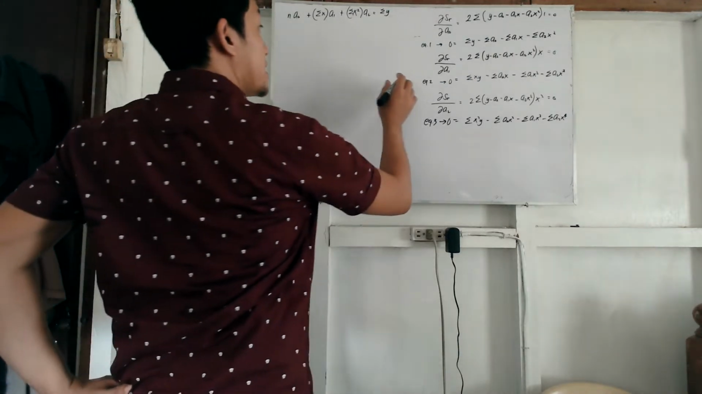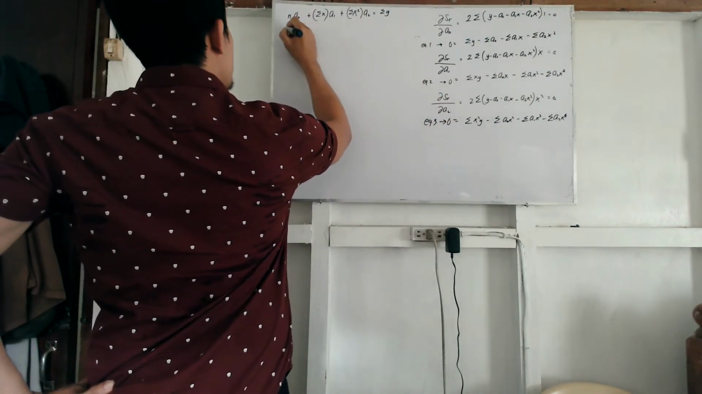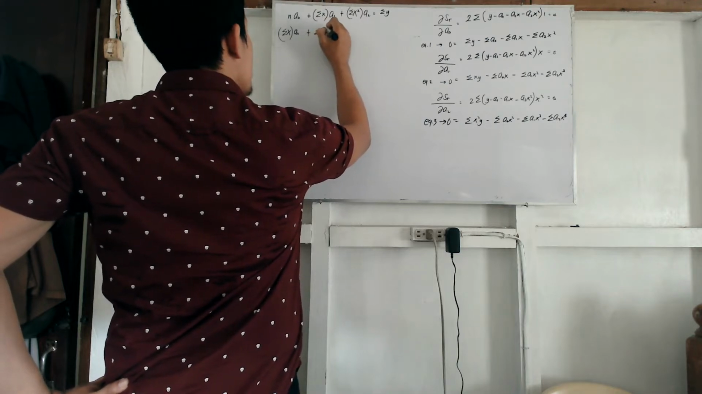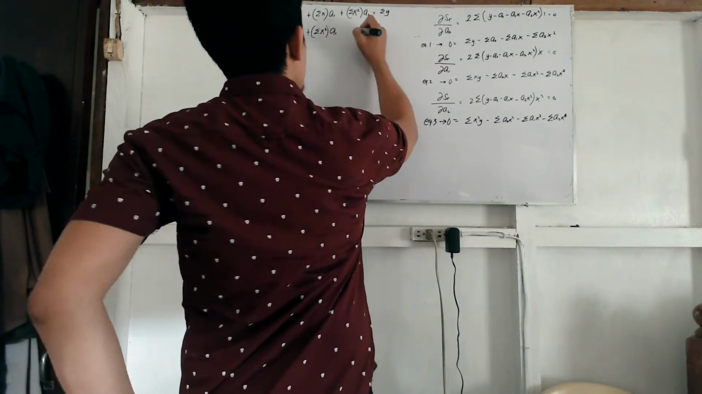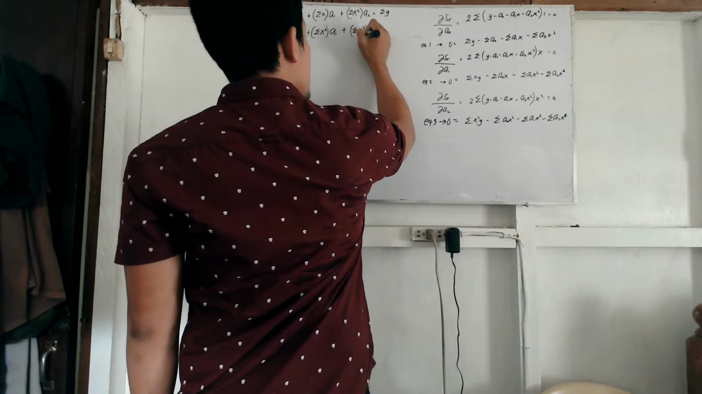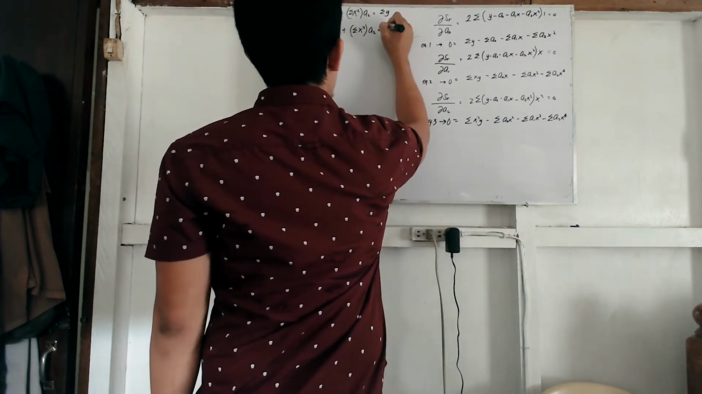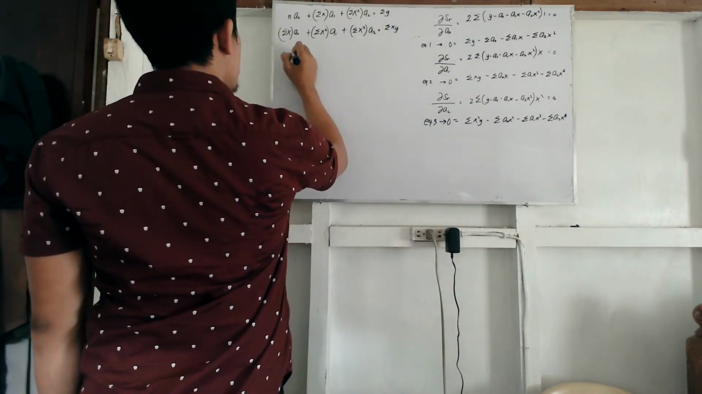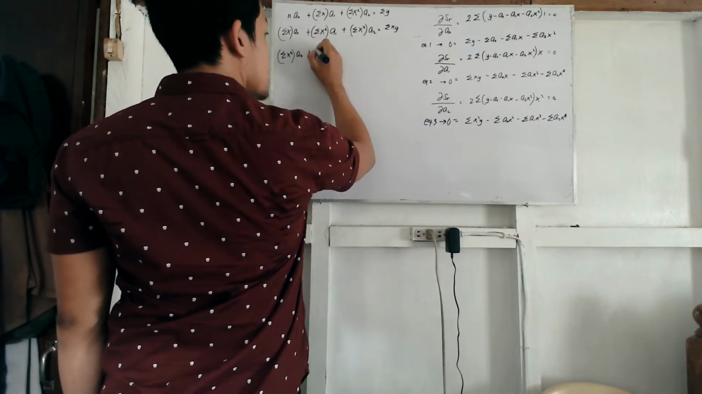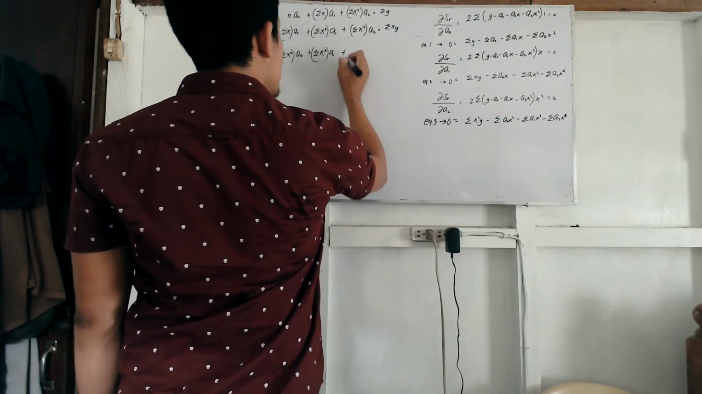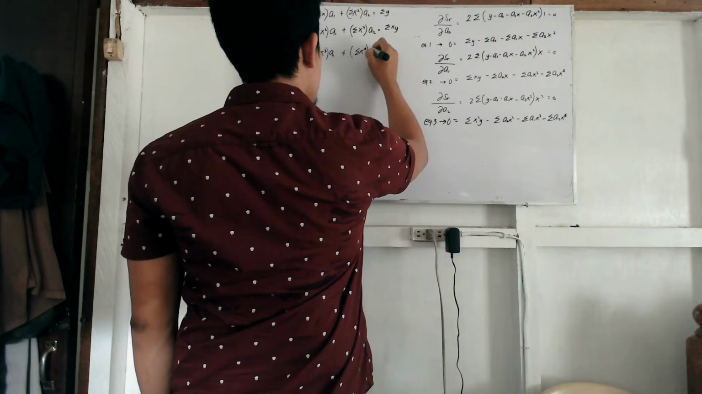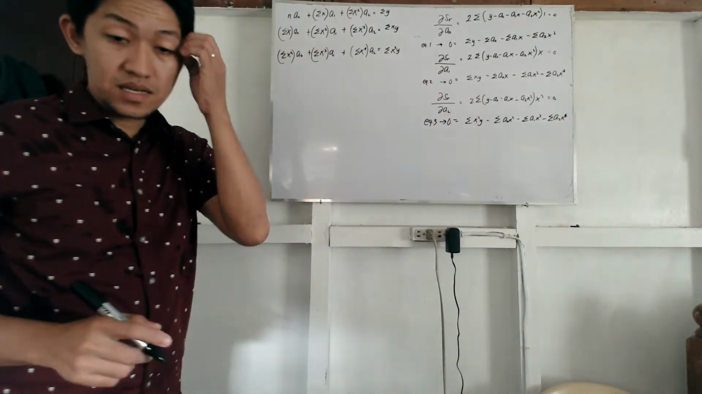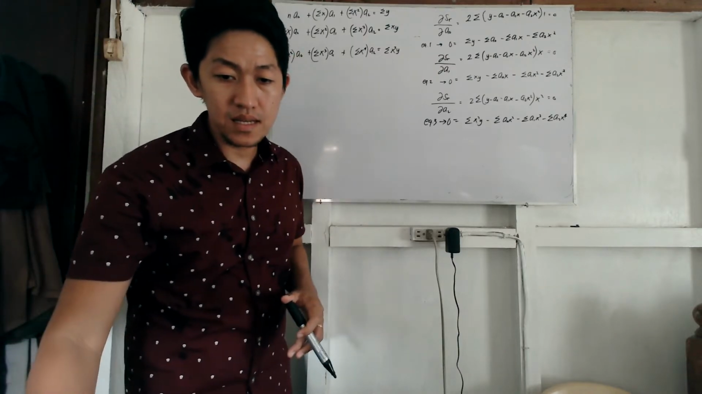Second, this one becomes summation of x times a0 plus summation of x squared a1 plus summation of x cubed a2 is equal to summation of xy. And then the third equation, that's summation of x squared a0 plus summation of x cubed a1 plus summation of x to the fourth a2 is equal to summation of x squared y. Okay, so you now have these three equations.